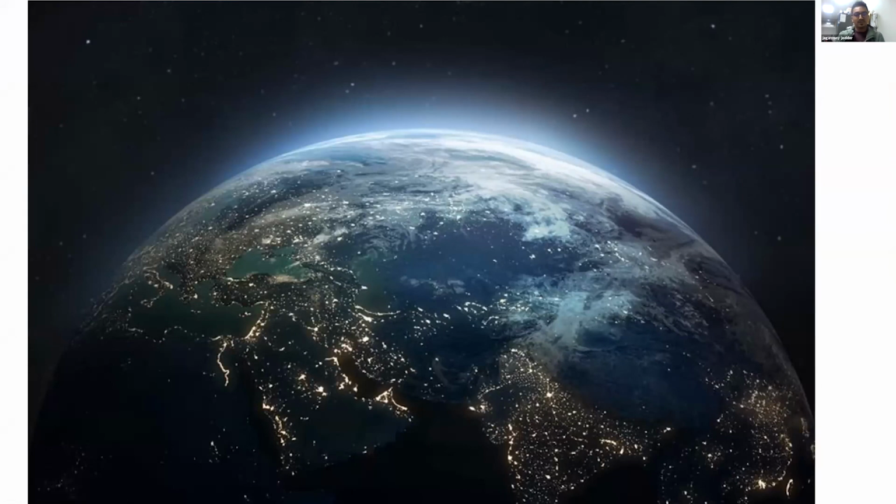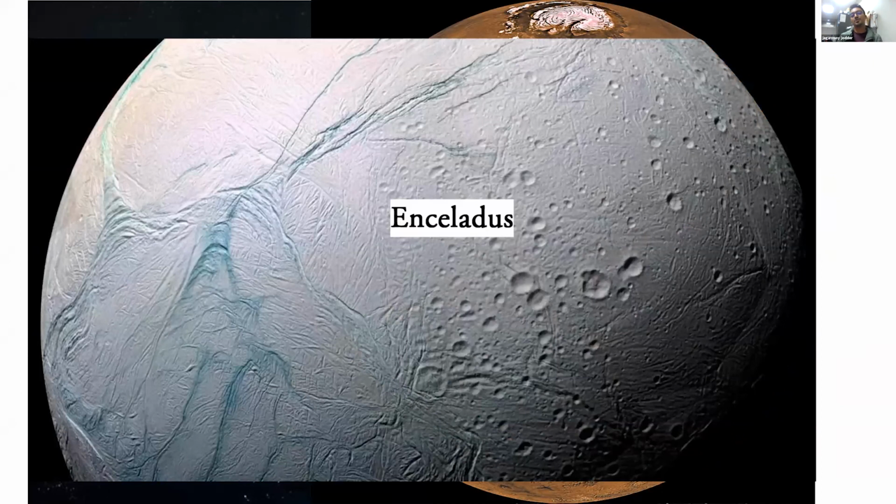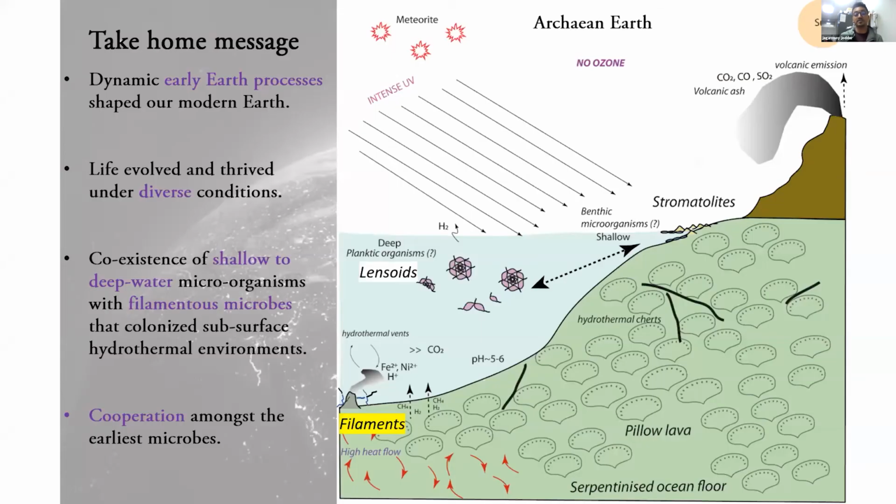And if we were to look for life elsewhere, on different planets such as Mars, or Enceladus, we would have to investigate our own planet Earth because it does preserve these diverse ecosystems. And we have now seen how diverse and how dynamic the early Earth was.